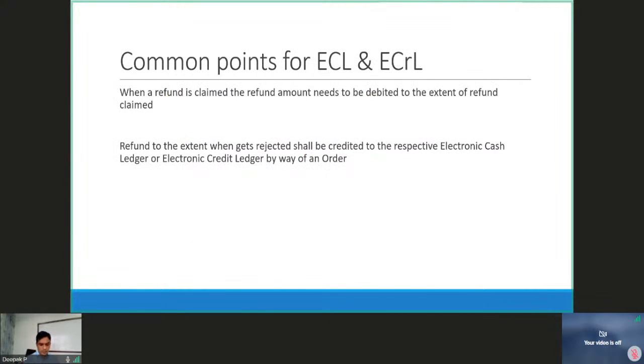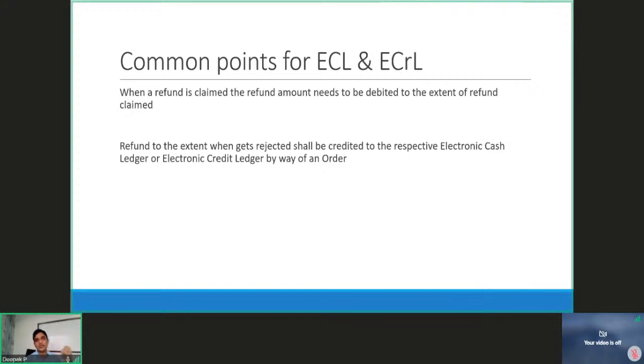What are the common points for electronic credit ledger and electronic cash ledger? When you claim any refund, the refund amount needs to be debited to the extent of the refund claim. If I claim a refund from my electronic cash ledger, as soon as I apply, I have to debit the electronic cash ledger to that extent. I have to reduce to that extent.